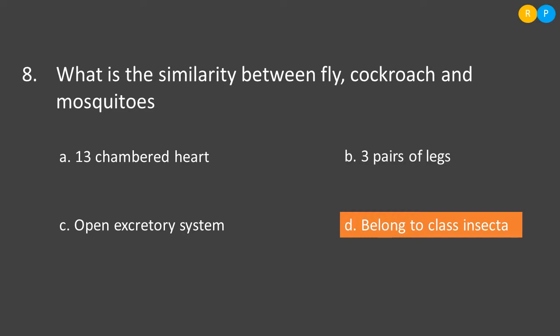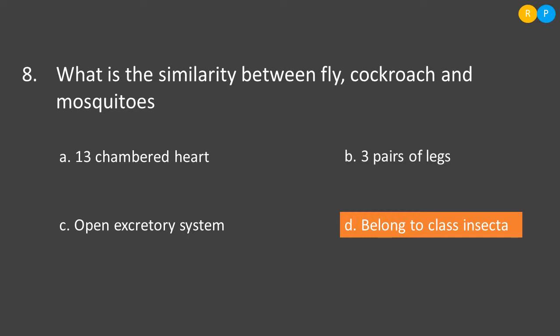Option A, 13 chambered heart. This character can be seen in cockroach. In cockroach, the number of chambers in the heart is 13. But in the fly and mosquito, the number of chambers varies. Clear? Then option B, three pairs of legs. Three pairs of legs is present in all the three examples.